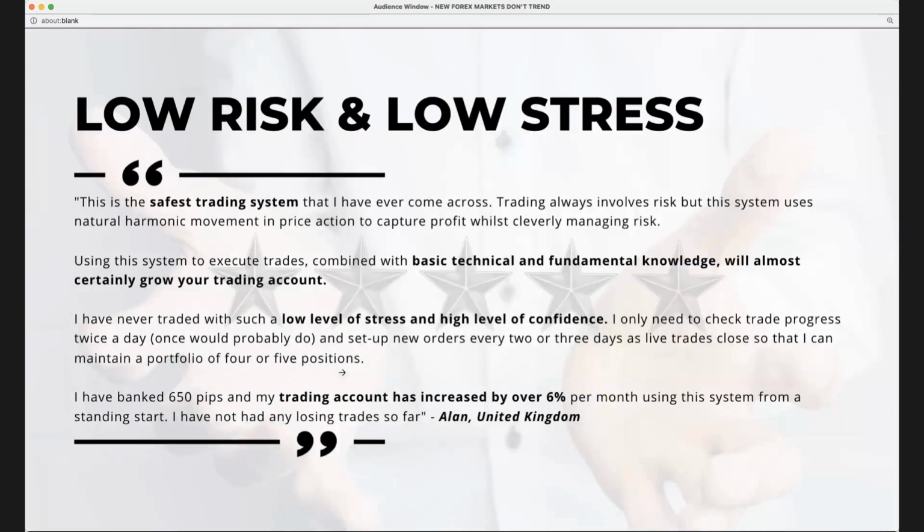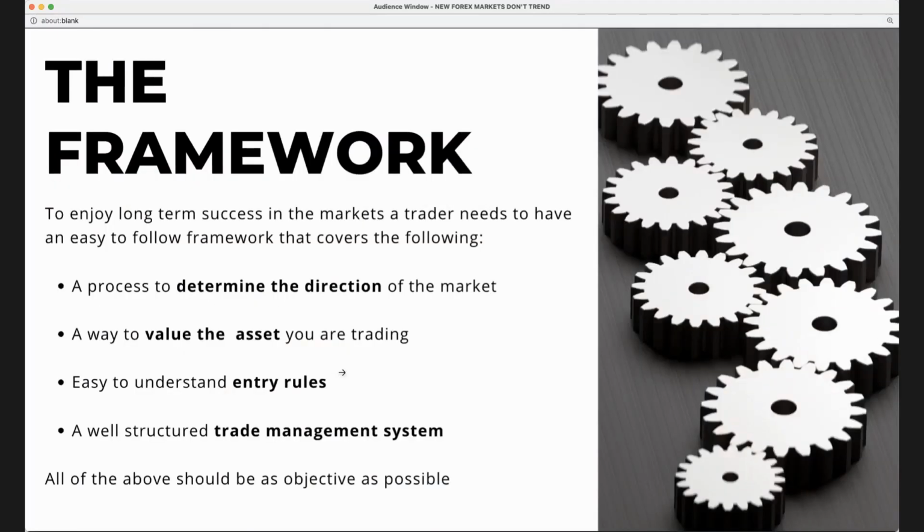And Alan, one of our traders, said this is the safest trading system he's ever come across. Trading always involves risk, but the system uses natural harmonic movement and price action to capture profit. Essentially, what he's saying here is that this approach to trading allows you to trade with a low level of risk and a high level of confidence. And he was able to bank 650 pips in the period of time that he was testing the system, which amounted to 6%. Okay, so let's jump into the framework.